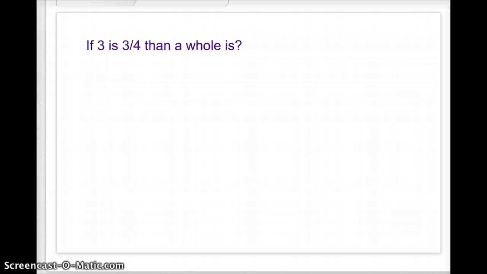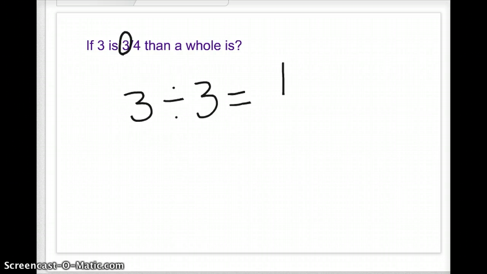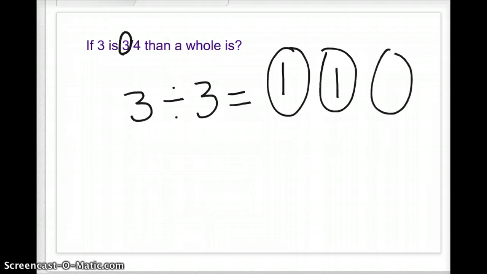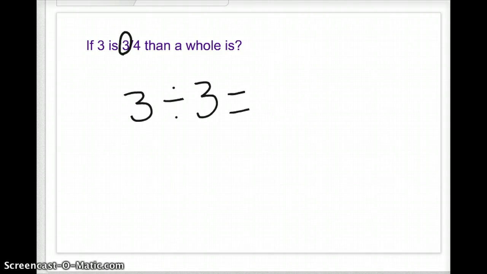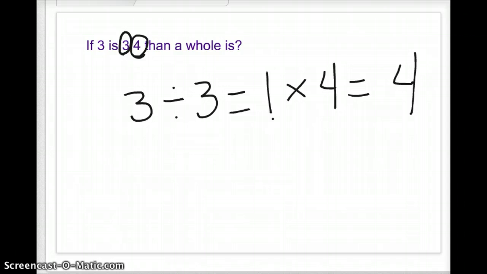Now this one shows me that 3 is equal to 3/4, and a whole is what? Well, 3 is equal to 3 of the total groups. So if I do 3 divided by 3, I get 1, which tells me that each group out of my 4 has 1 in it. Another way we could have done that is looking at 1 in one group times 4, the total number of groups, which is equal to 4.